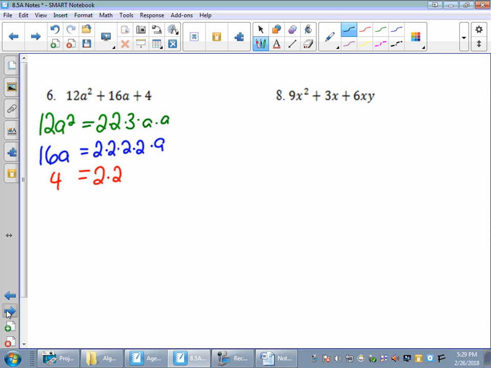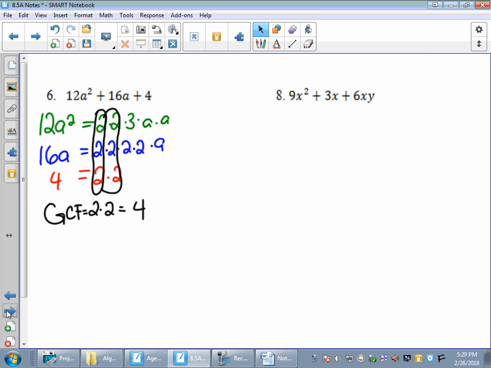In order to find my greatest common factor, let's circle everything that is in common in all of them. And that would be 2 2's. So I know my greatest common factor is 2 times 2, which is, again, 4. All right, first step's done. I found my greatest common factor. Next step, write it down, open some parentheses. I'm going to use the leftover method since I already wrote out the prime factorization.